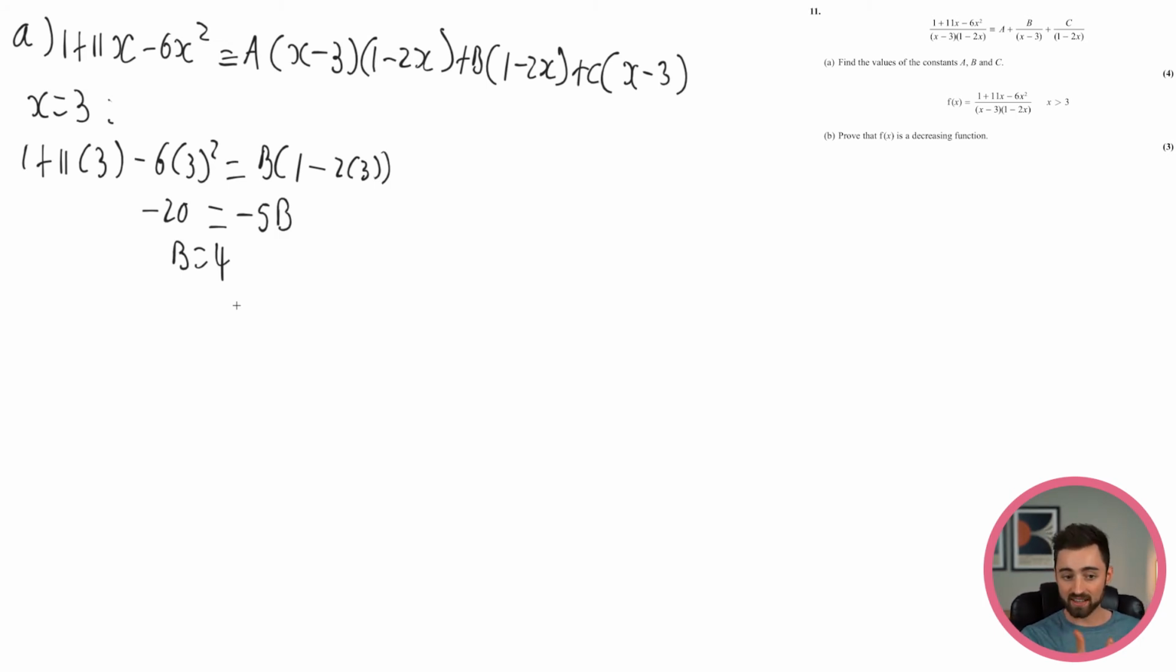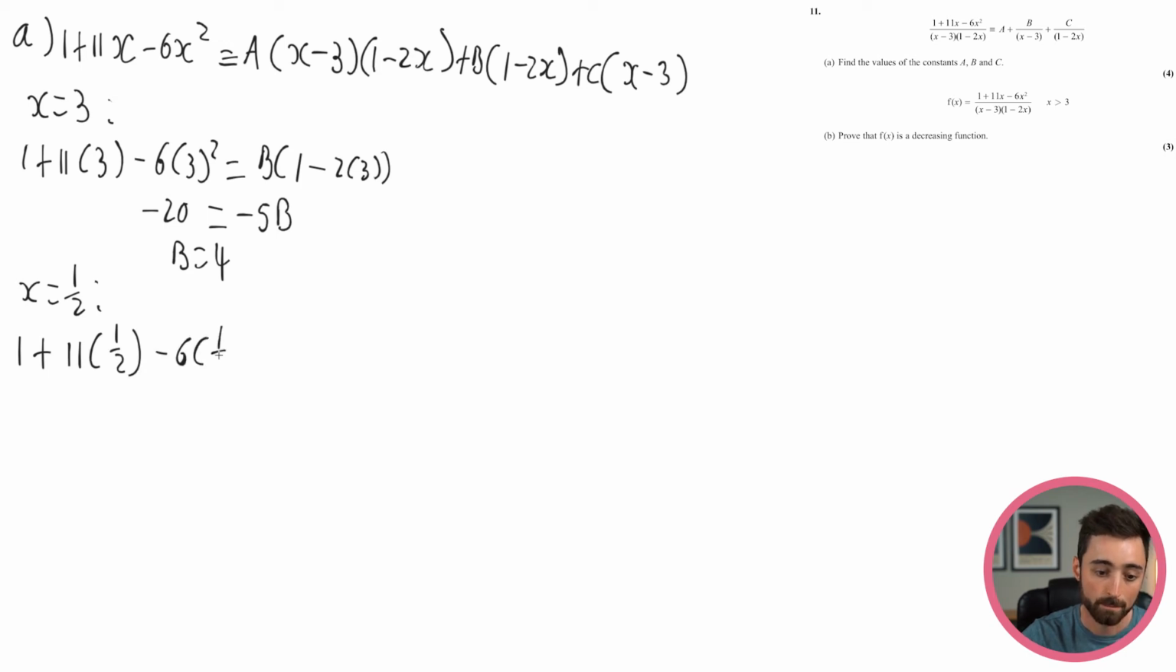Just find another x value that's going to get rid of some of the brackets. Same thing again, so it's pretty tedious, isn't it? Well, you get marks, so I suppose we can't complain too much. So what is the x value that's going to get rid of these terms here? Well, if I sub x equals a half into this, it's going to make 1 minus 2x zero. So subbing in x equals a half gets me on the left 1 plus 11 times a half minus 6 times a half squared, which equals c times a half minus 3, with the a and b terms gone.